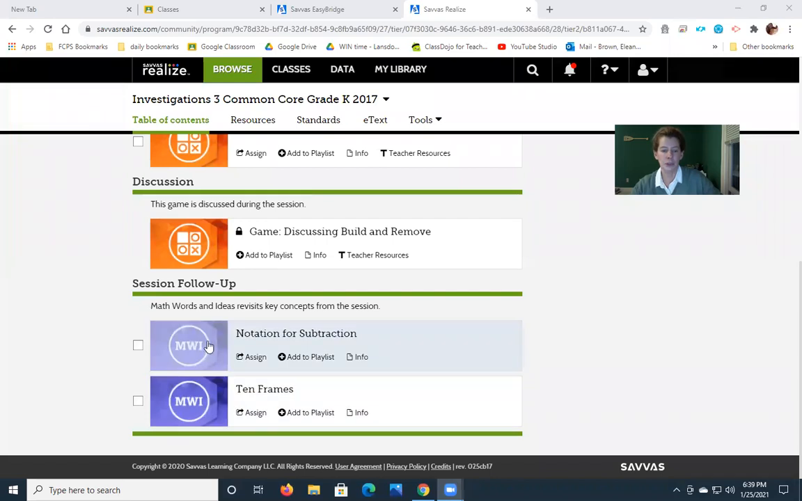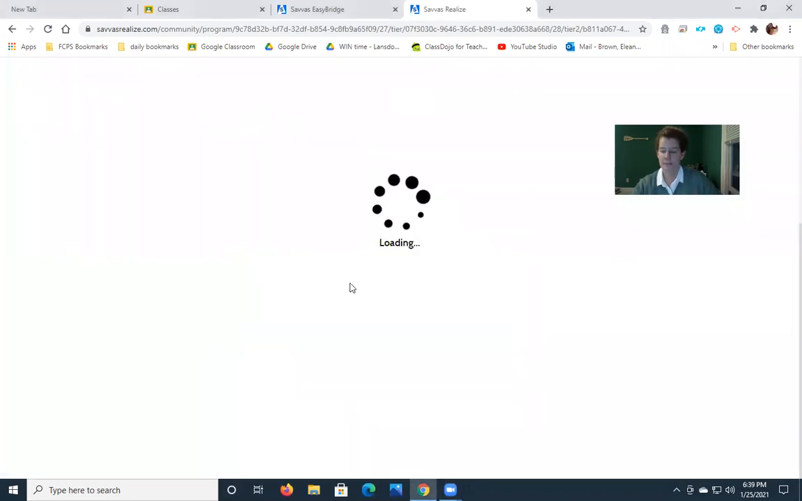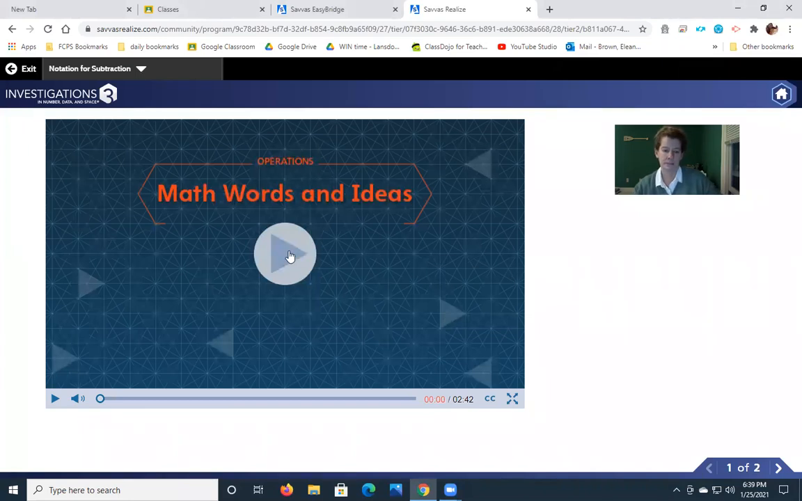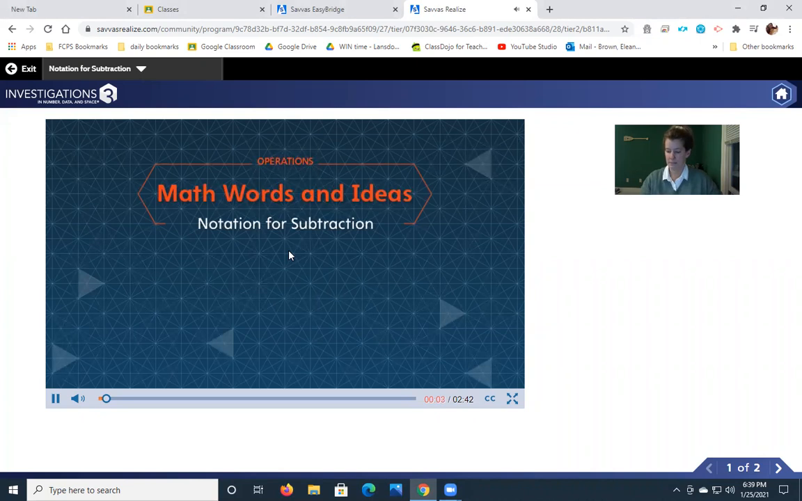First, we will do notation for subtraction.